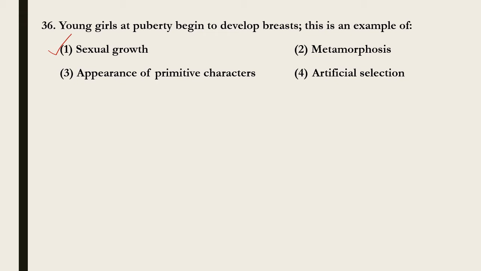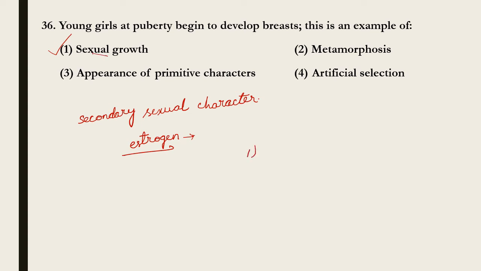So development of breast is a secondary sexual character. At the time of puberty, there is more estrogen secretion in girls. This estrogen is responsible for the development of the breast, or mammary glands. So sexual growth is the correct answer. Option 1 is correct.